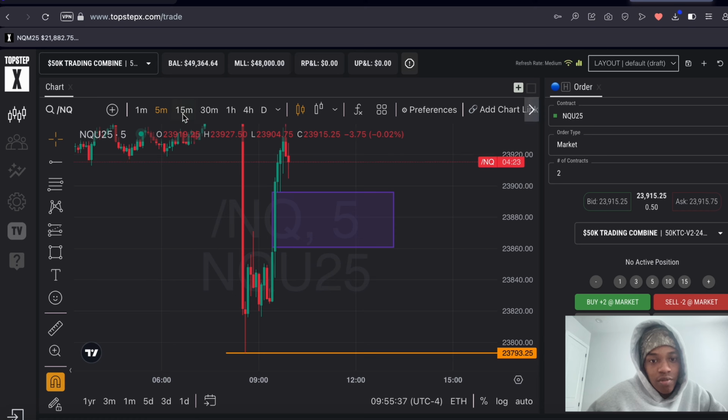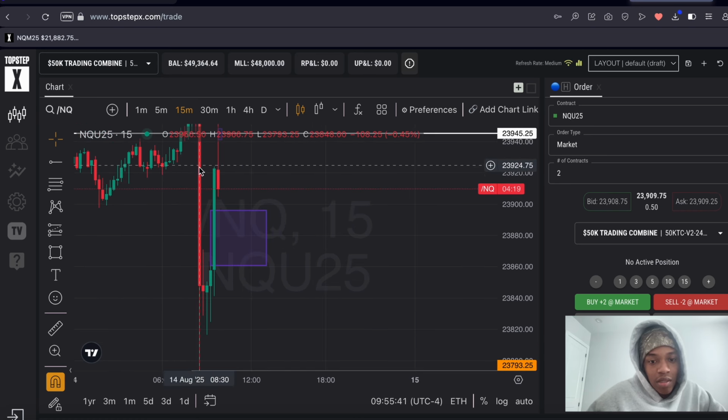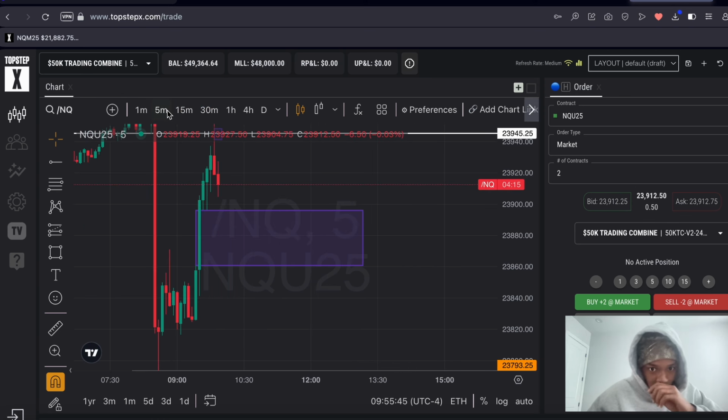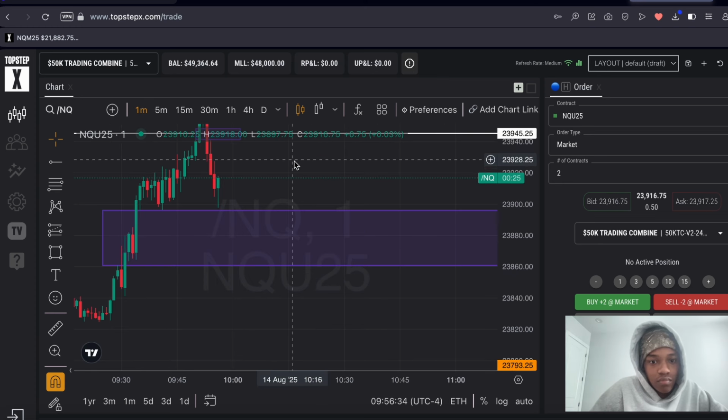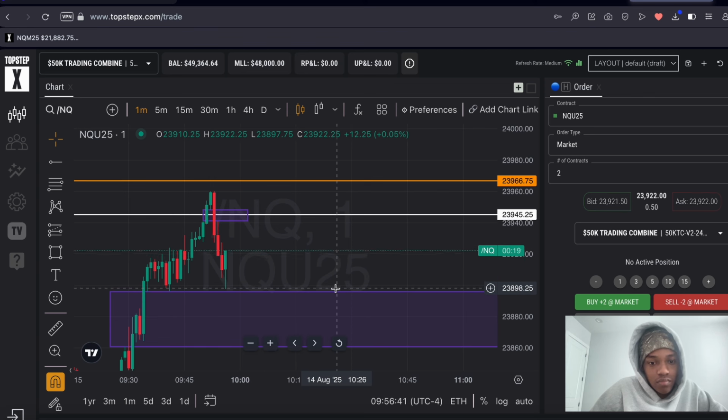Let's check the 15-minute. Okay, so this kind of aligns. Now that makes sense, cause we had a big 5-minute fair value gap. I got from right there. Didn't even graze it.